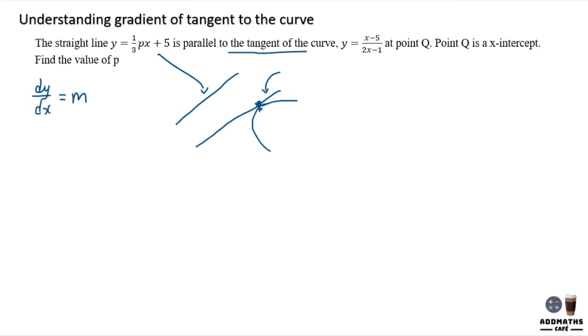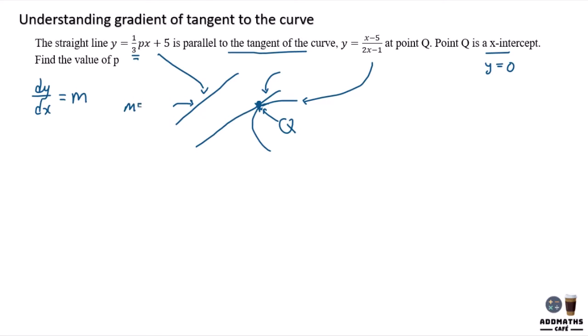They say that the straight line y equals (1 over 3p)x, this line is parallel to this line, because this is tangent to the curve over here. So this curve equation is this at point Q. So this is point Q, and point Q is the x-intercept, meaning y equals 0. So you are finding the value of p.